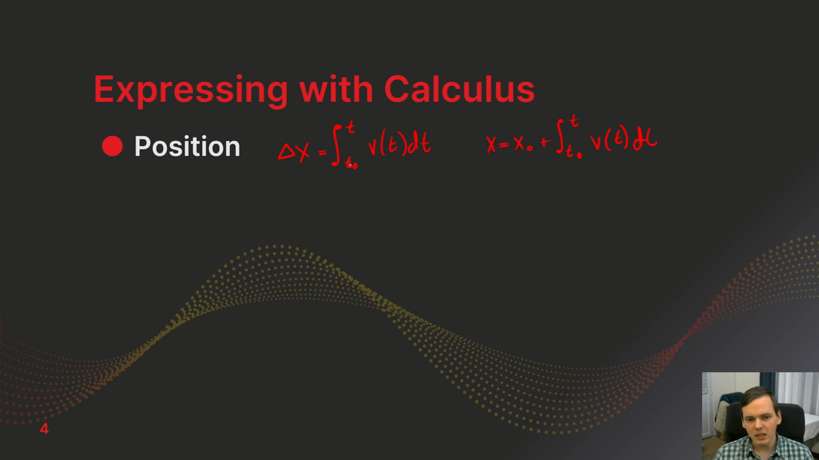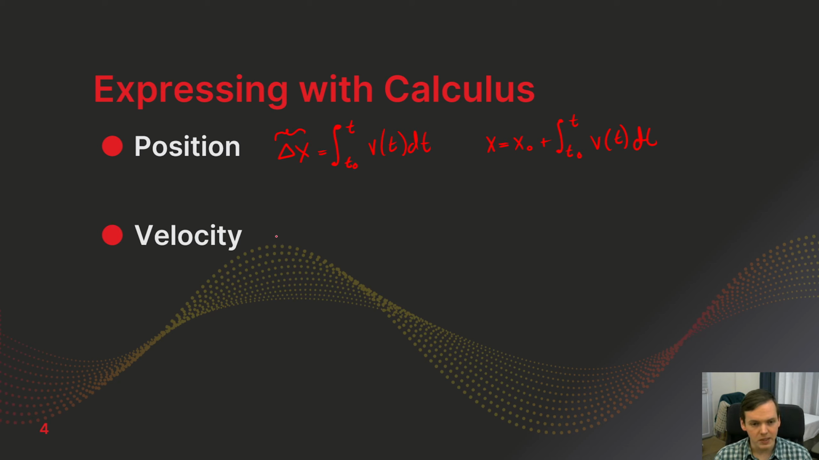And this is just because, remember, whenever we integrate some derivative, we get the accumulation or the total change of the variable that it's measuring the rate of. So if velocity is the rate of change of position, then integrating velocity will give us the total change in position.